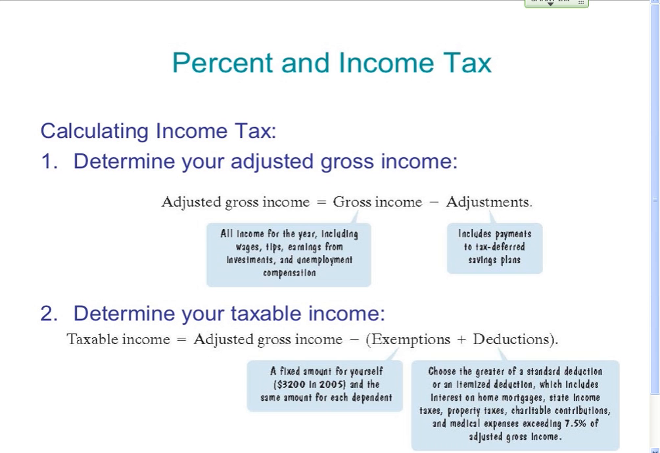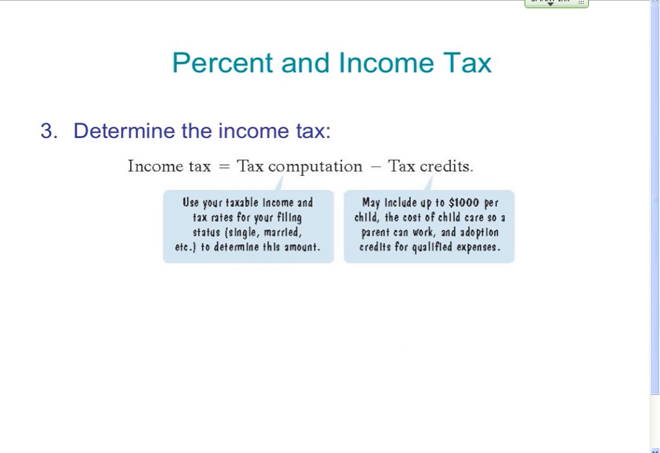To figure the income tax, you would look up the tax computation in a table, and you subtract off any tax credits. Sometimes you get tax credits if you pay for child care, and teachers get tax credits if they pay for things for their classroom. So just different kinds of tax credits you can have.